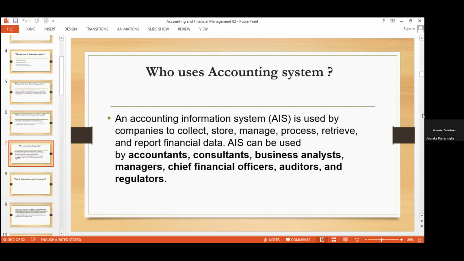An accounting information system, AIS, is used by companies to collect, store, manage, process, retrieve, and report financial data. AIS can be used by accountants, consultants, business analysts, managers, chief financial officers, auditors, and regulators. Regulators means regulatory bodies. Those are the users of our accounting system.